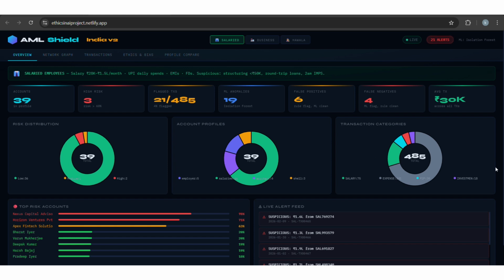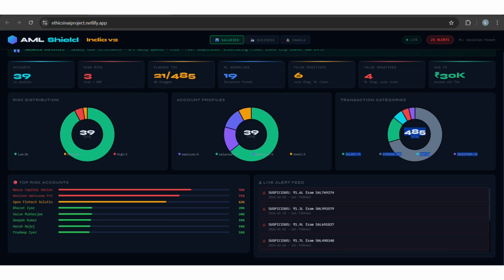The live alert feed shows the most recent suspicious transactions with their pattern classification: structuring below the 50,000 rupee reporting threshold, round-trip loan transfers to shell LLPs, and a salary diversion chain passing through three shell entities.